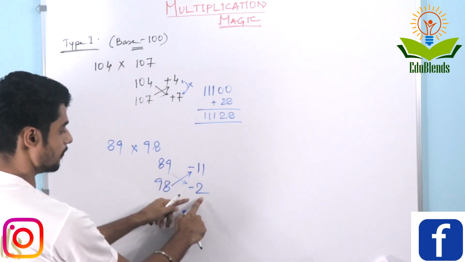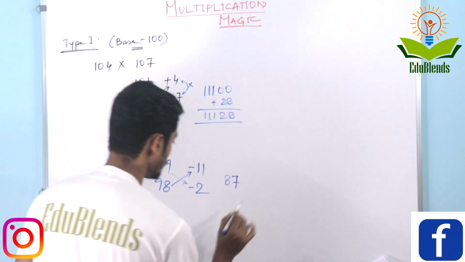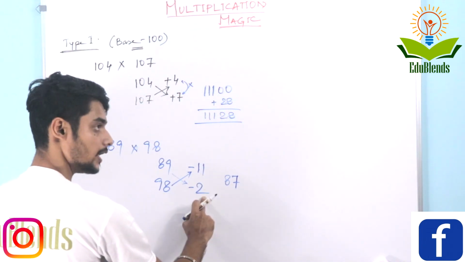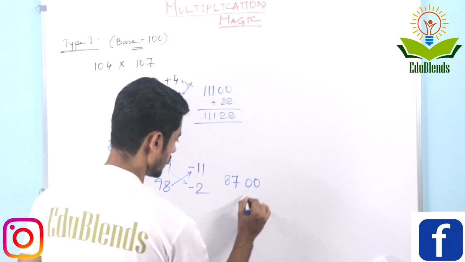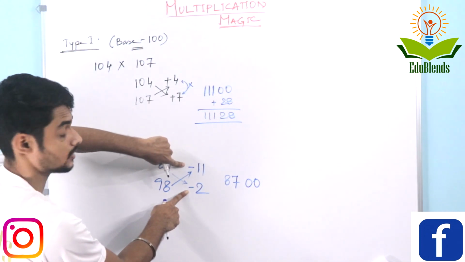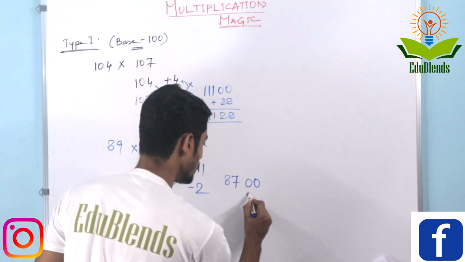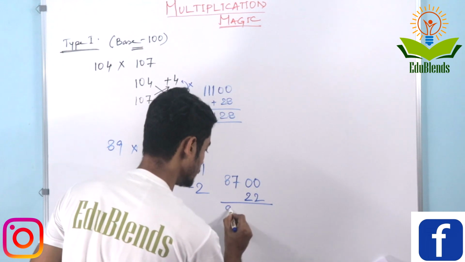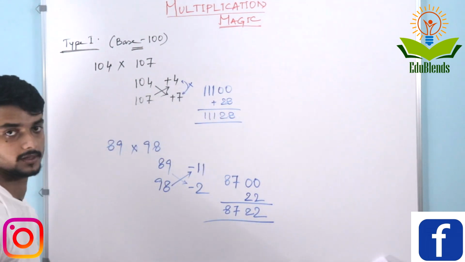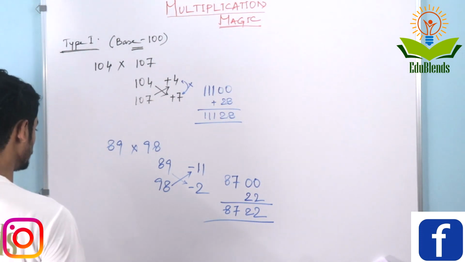So 89 minus 2, 87, and now what we'll have to do? 11 into 2, 22. Now see, 22, both the signs are minus, so minus 11 into minus 2 is plus 22. So you need to add. 8722. This will be the answer. Now type 3, this is the type 2 problem.